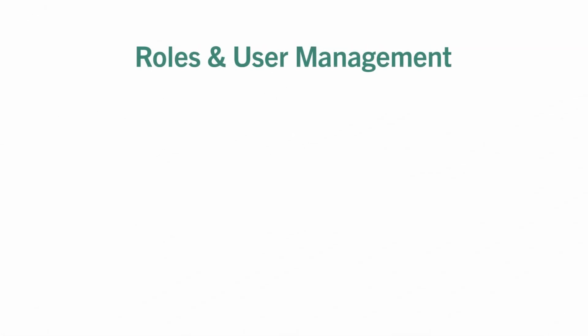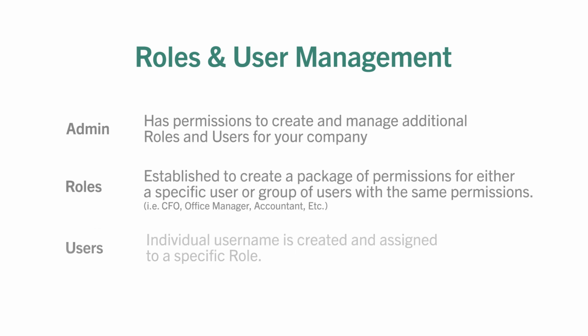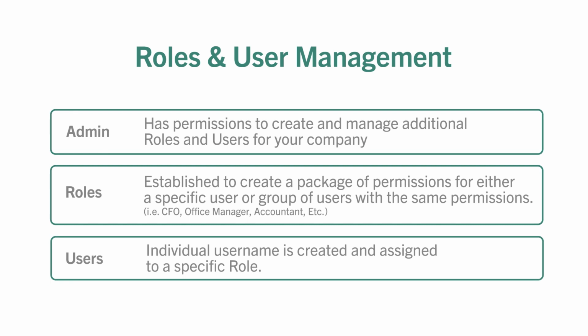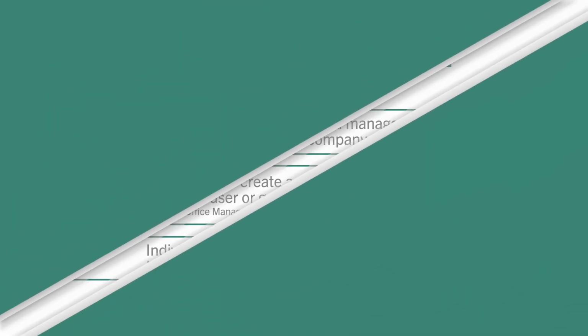In this Business Connect resource video, we will walk through how company administrators will create and manage roles and users in the Business Admin section. If you are an admin user, you will have permissions to create and manage additional roles and users for your company. Roles are established to create a package of permissions for either a specific user or group of users with the same permissions. Once the roles are established, users are then assigned to these roles.